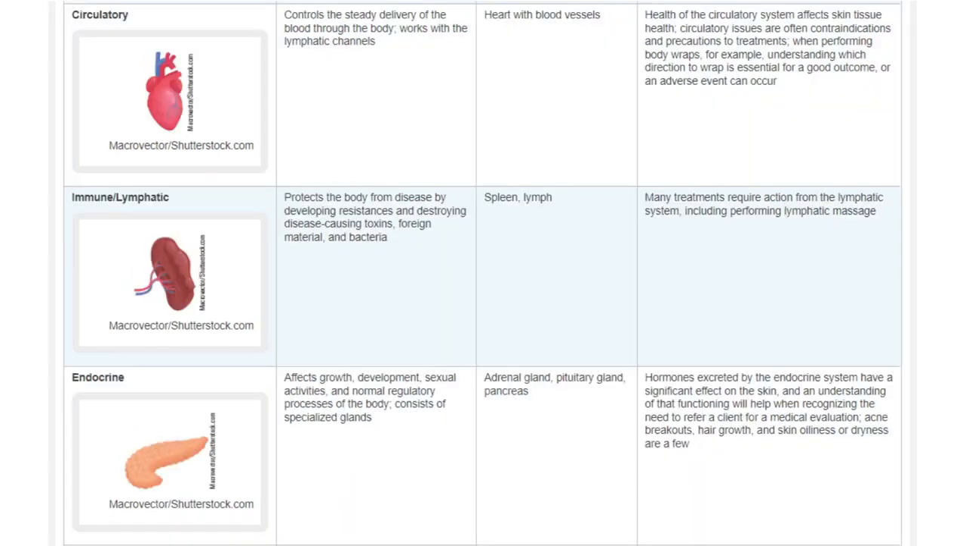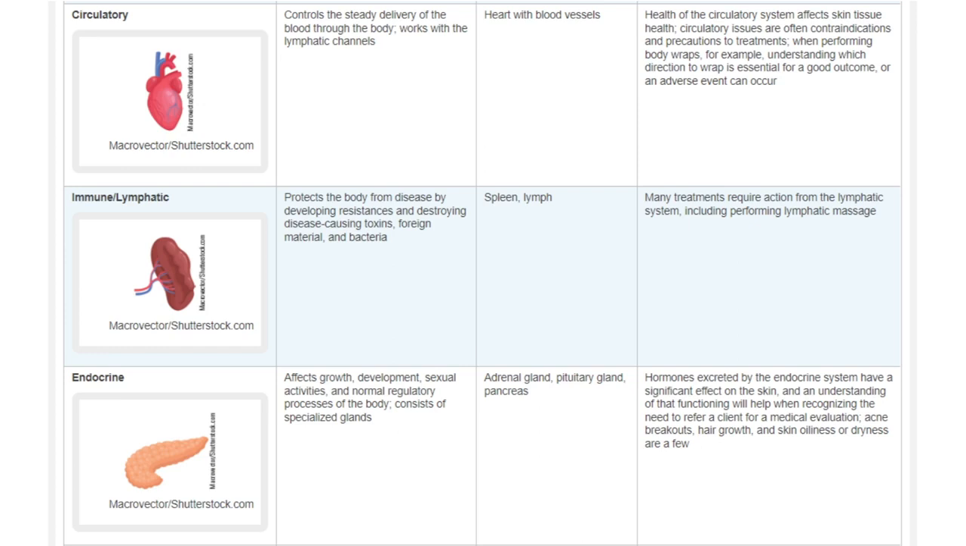Circulatory system. Functions: controls the steady delivery of the blood through the body, works with the lymphatic channels. Organs: heart with blood vessels. Why know this? Health of the circulatory system affects skin tissue health. Circulatory issues are often contraindications and precautions to treatments. When performing body wraps, for example, understanding which direction to wrap is essential for a good outcome, or an adverse event can occur.